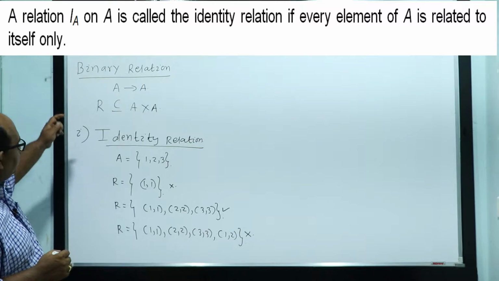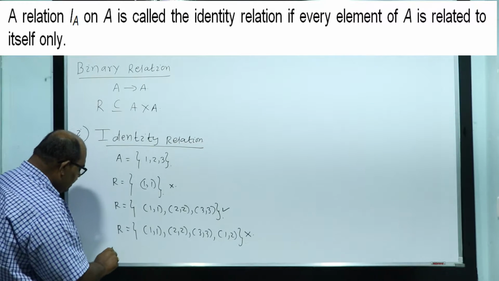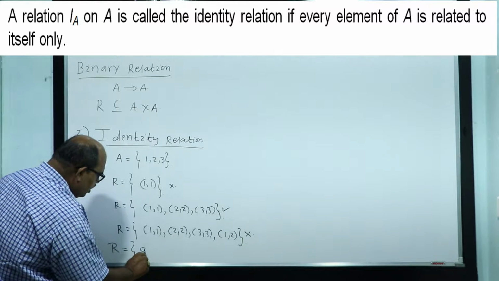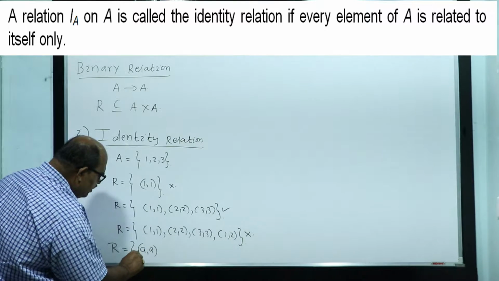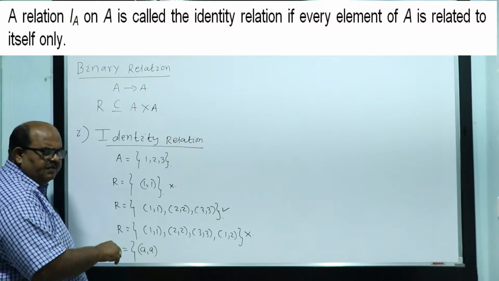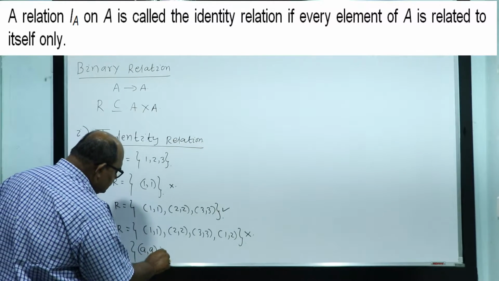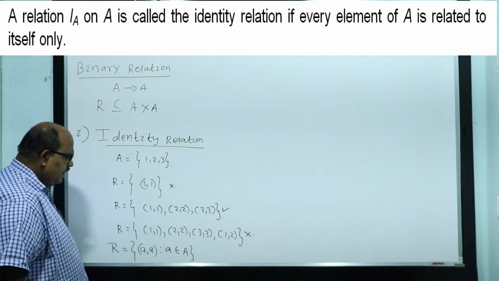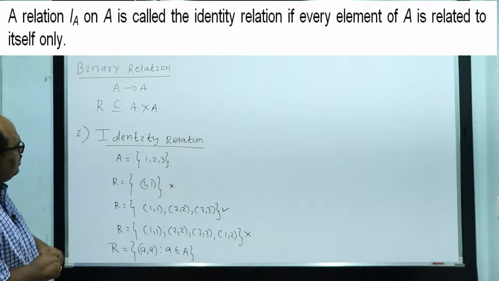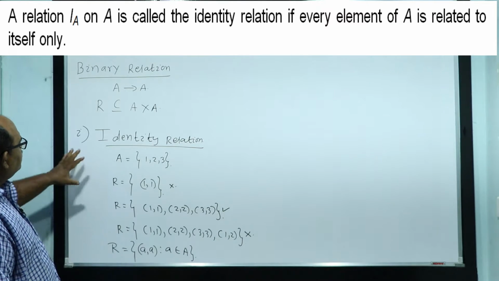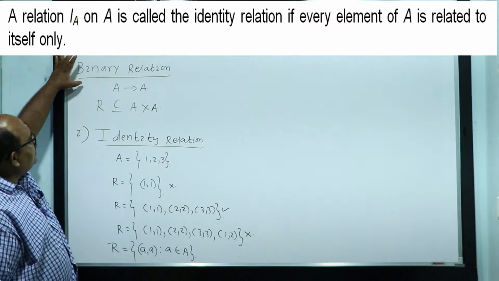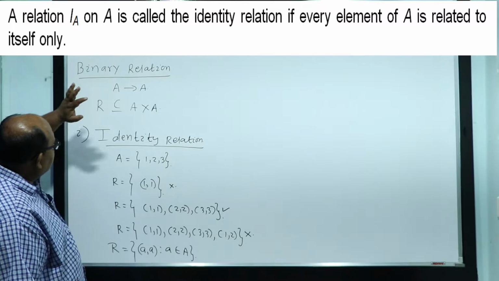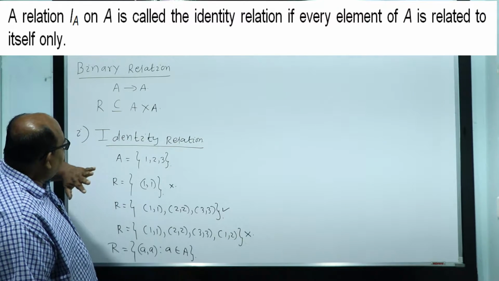Okay. So how do we write the identity relation mathematically? Mathematically, the identity relation will be R is equal to the set containing the ordered pairs (a, a), every element related to itself, such that a belongs to A. Okay. These are the things about identity relation. Look at first, binary relation means relation on the same set. So it must be a subset of A cross A.